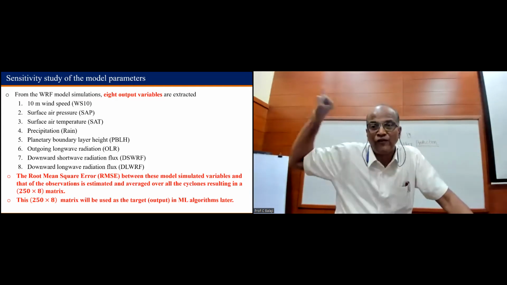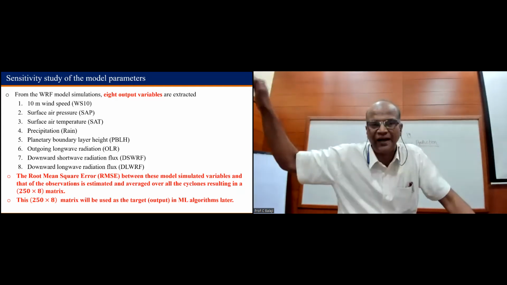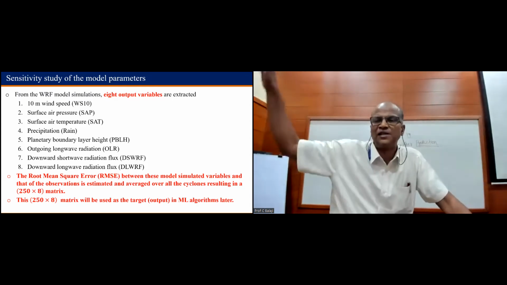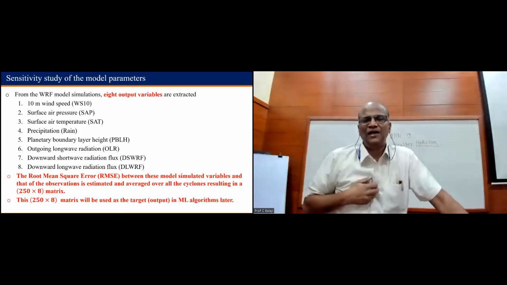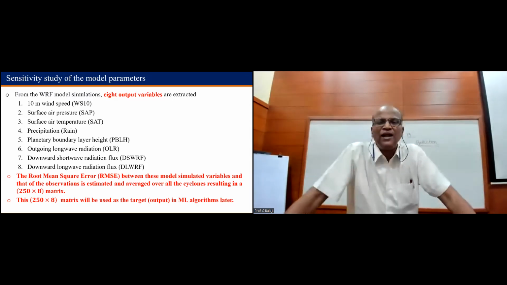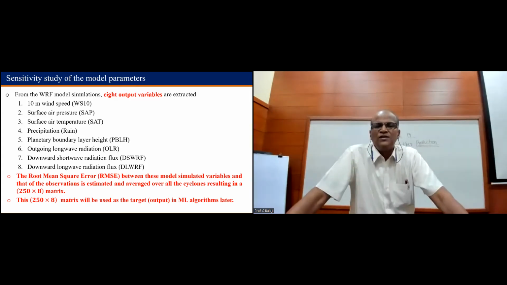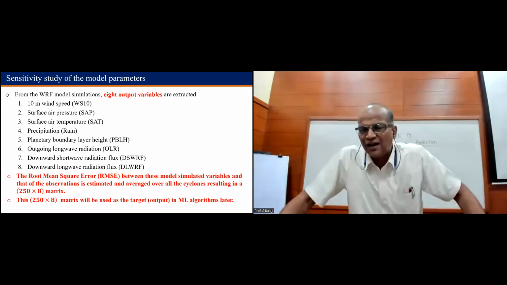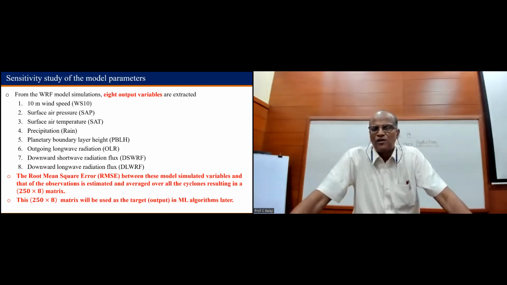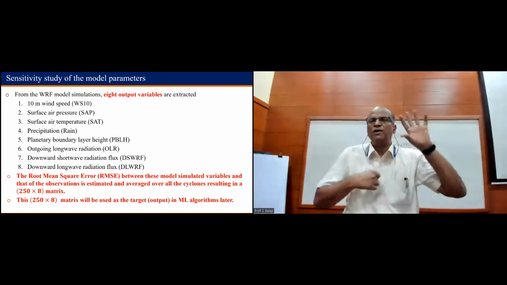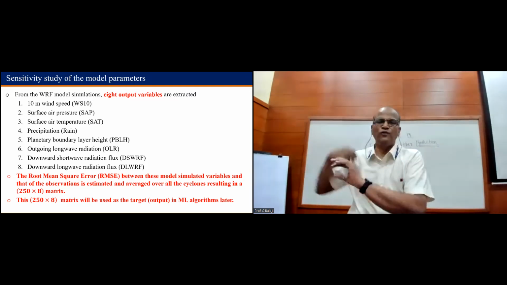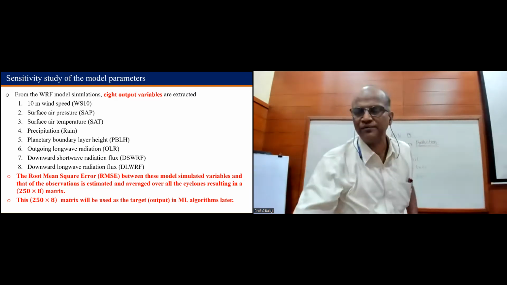The first will be the error in the wind speed. The second will be the error in the surface air pressure. Like that, there will be 8 such things. This 250 by 8 matrix will be used as a target in the ML algorithms later. So you've got a 250 by 24 as the input, and a 250 by 8 as the output.